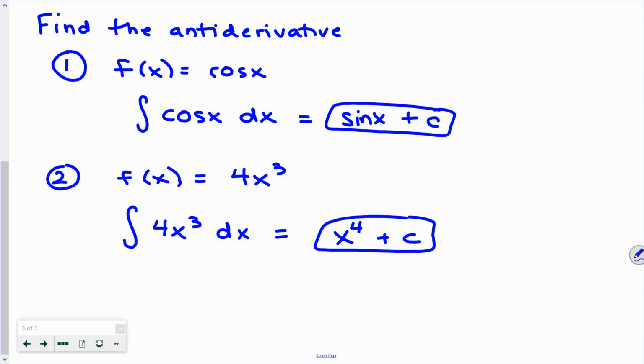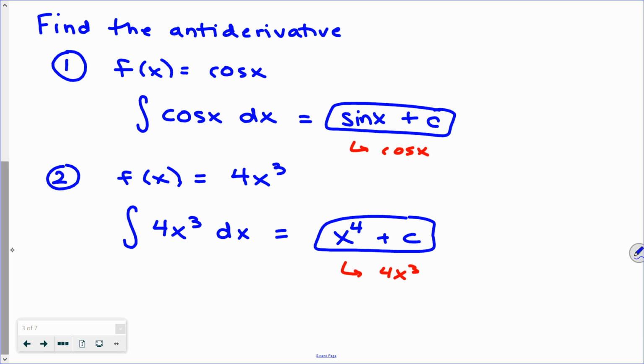It's a good idea to always just check that you have it right before you put a box around it by quickly doing the derivative of your answer. If you do the derivative of your answer, you should get the function f of x that was given in the question. So indeed, the derivative of sine x plus c would be cosine x. The plus c derivative would drop out, so that's correct. The derivative of x to the 4th is 4x cubed. The derivative of c is 0, drops out, so that is correct. Good idea to check, which is what I'm doing in red.